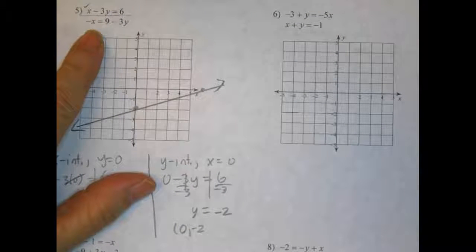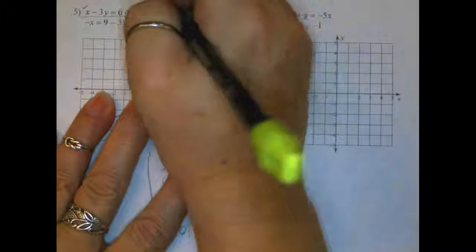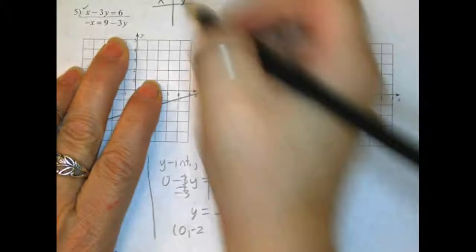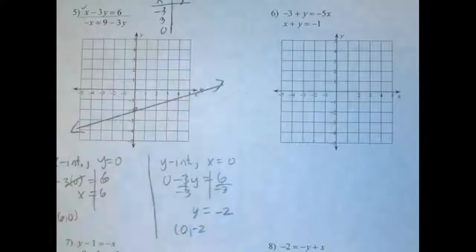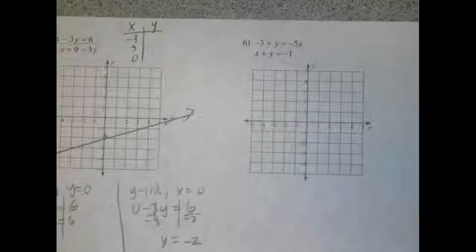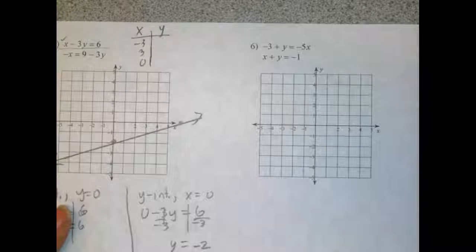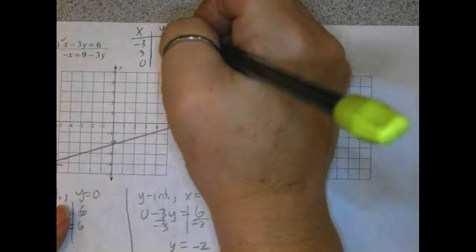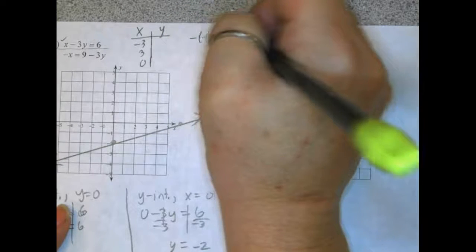For this one, I'm going to use a T-chart method. Okay? So I'm going to make my T-chart here. I'm going to look at what's in front of that y, and I'm going to use it for my x value: negative 3, 3, and 0. Okay, and then I'm going to substitute these numbers into this equation to find my line. So I'm going to say negative 3 is equal to 9 minus 3y.